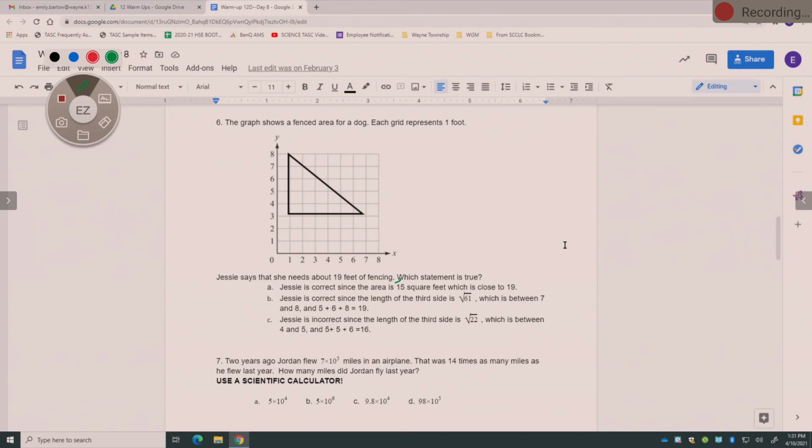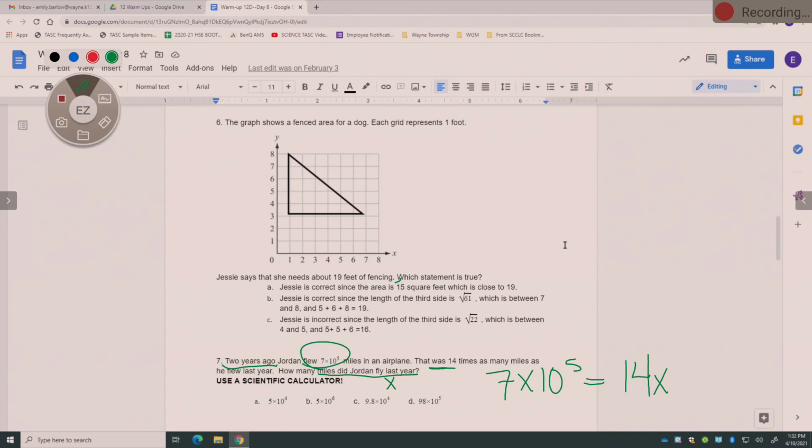Okay, but first let's create our equation. 2 years ago, Jordan flew 7 times 10 to the 5th miles in an airplane. 7 times 10 to the 5th equals 14 times as many miles as he flew last year. How many miles did Jordan fly last year? So let's make those miles that Jordan flew last year be X. So this is my equation.